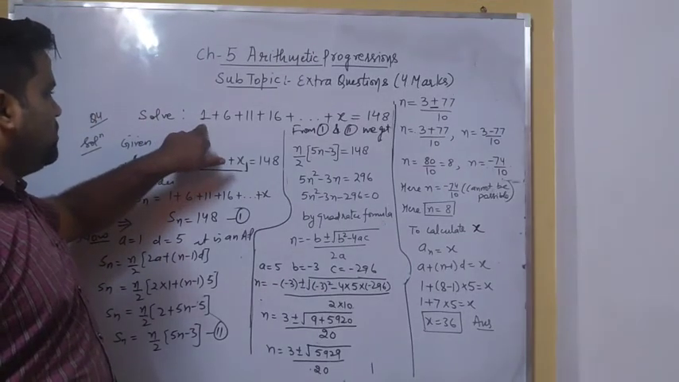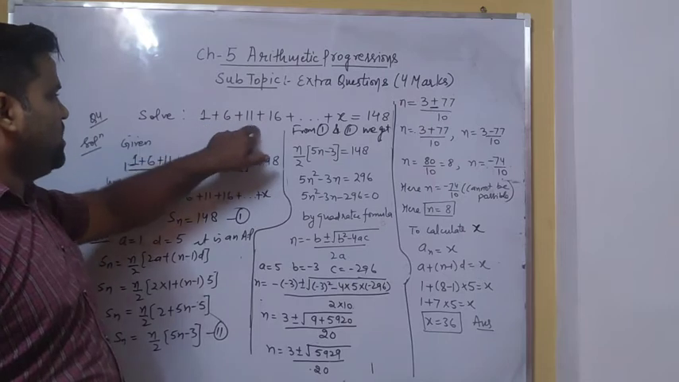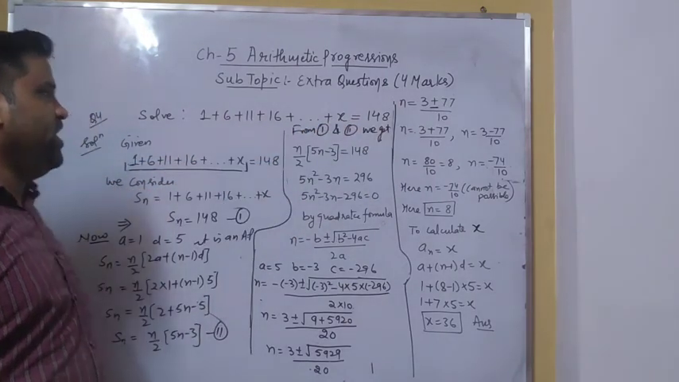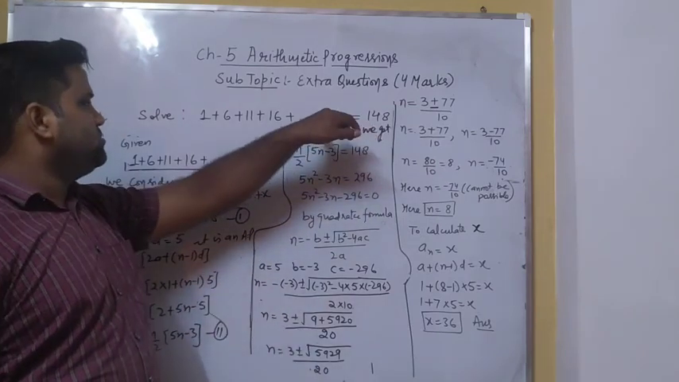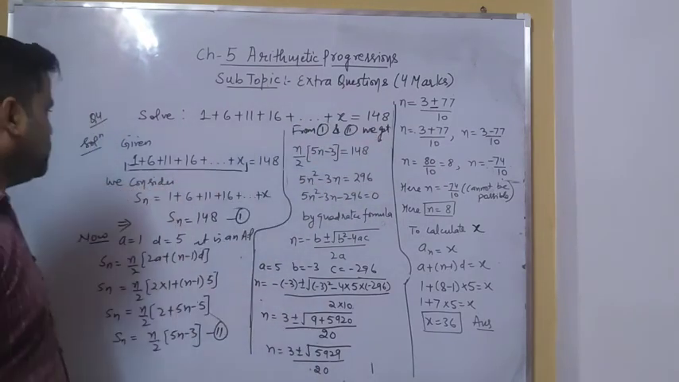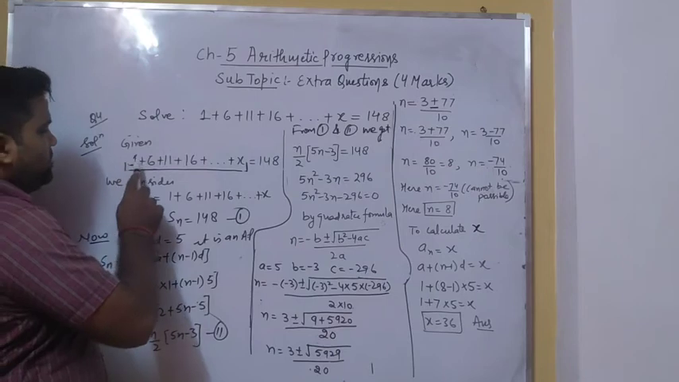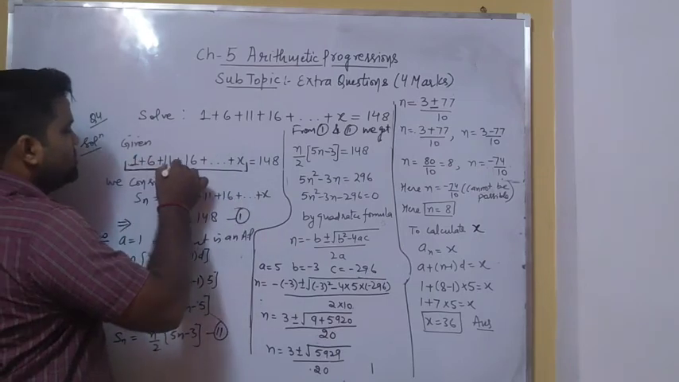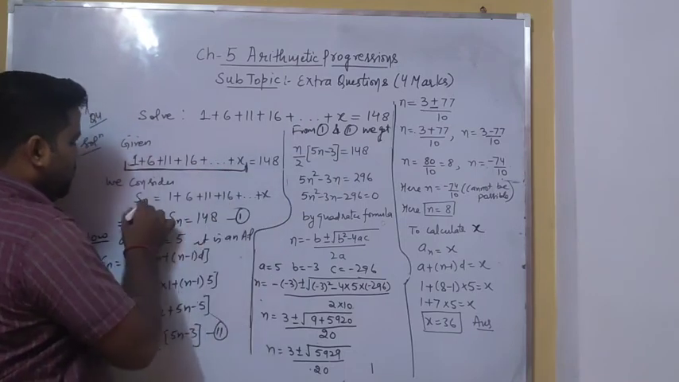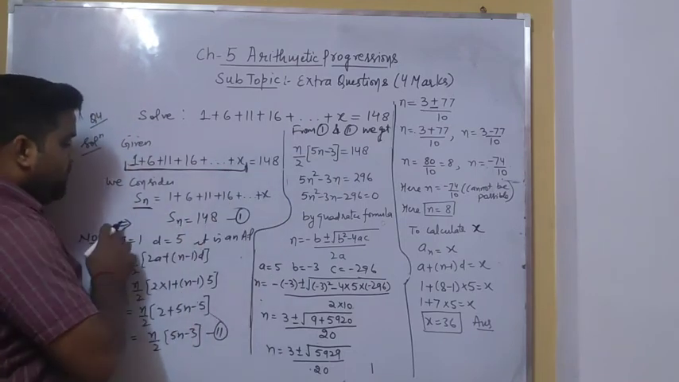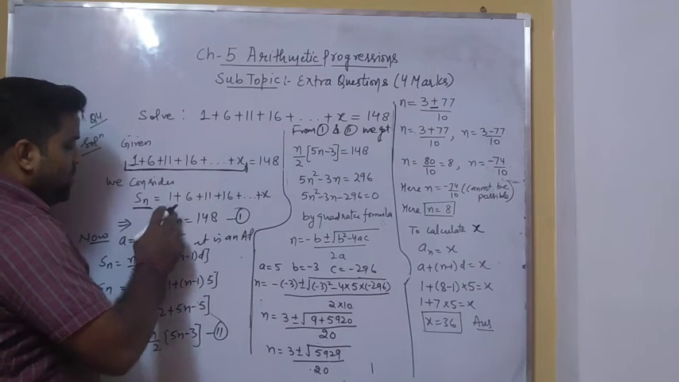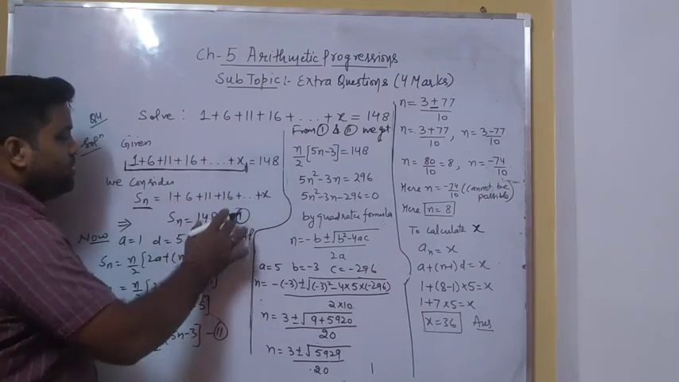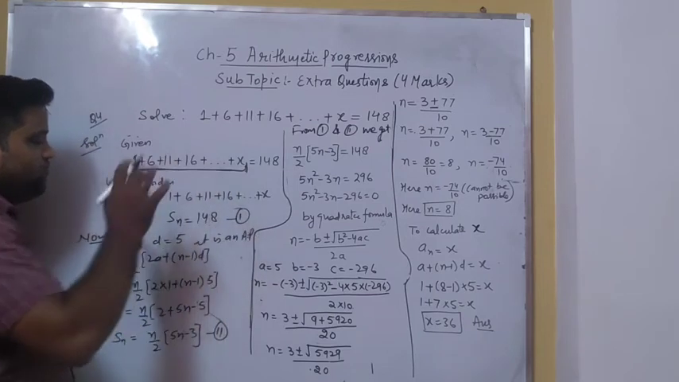Here the given series starts with 1 plus 6 plus 11 plus 16 plus up to plus x is equal to 148. In this question, we have to find the value of x. Now here our given series is this. First of all, we consider this sum of series equal to Sn. It implies Sn is equal to 148, because this whole sum of series is equal to 148. So we consider it as equation number first.